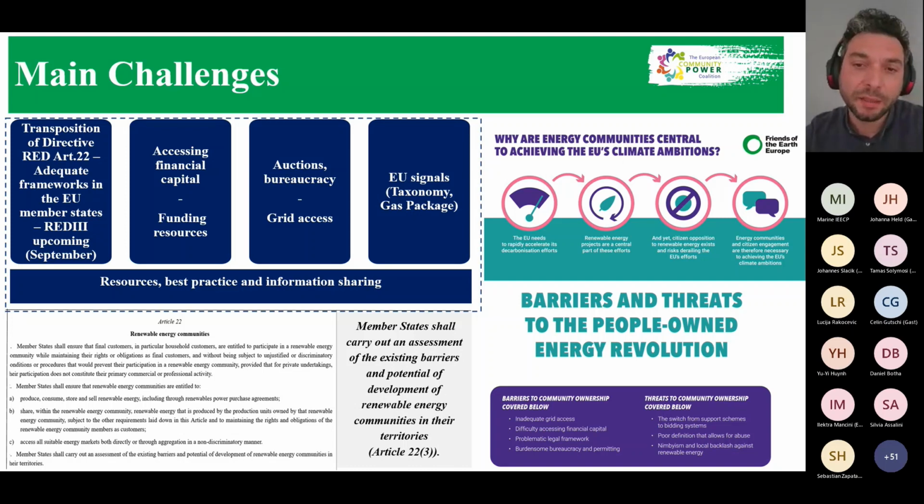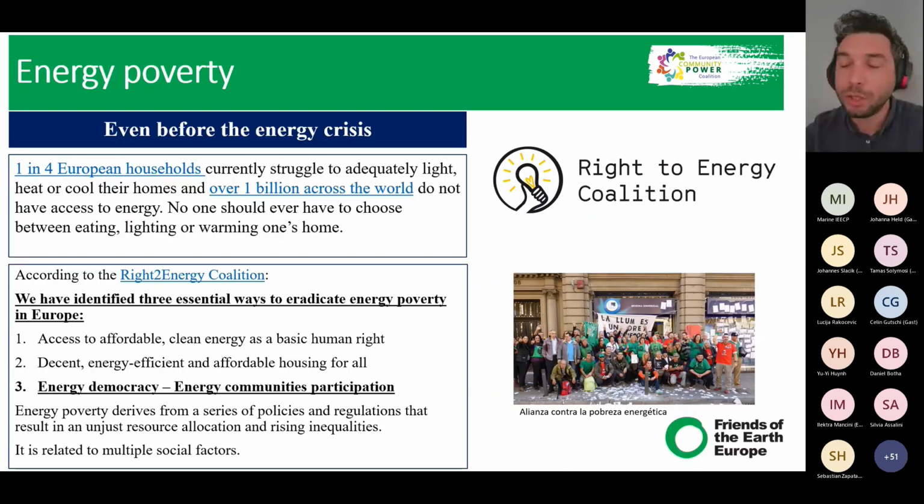And moving ahead with one of the main issues that we're actually facing right now in Europe, not only though, because energy poverty existed even before the energy crisis and the outbreak and the really high electricity prices that we are experiencing at the moment. 1 out of 4 European households has been struggling to adequately light, heat or cool their homes, while more than 1 billion across the world do not really have access to energy.